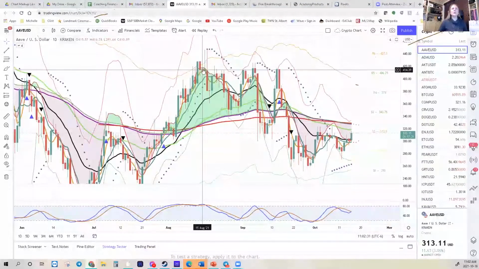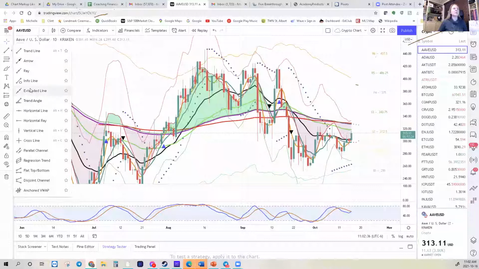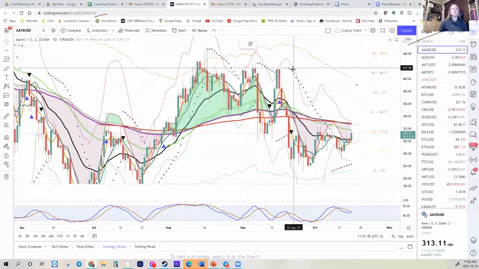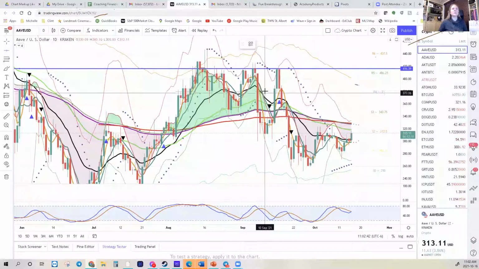If I were trading, again, you're going to want to go to your higher time frame and you're going to want to mark up your charts, right? You're going to want to put all of these support and resistance lines in.